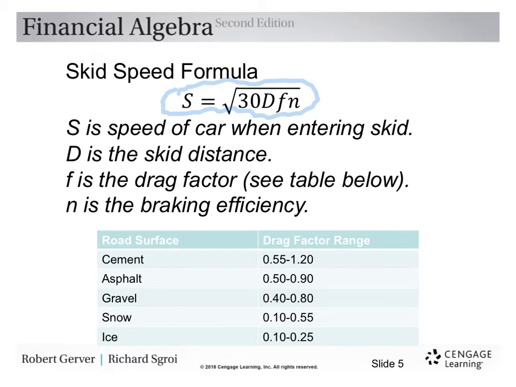dfn. Now, S is the speed of the car when entering the skid. D is the skid distance, the measurement of the skid mark. F is the drag factor. And if we look at this table below, we see different drag factors depending on what the surface of the road is, whether it's ice, snow, gravel, asphalt, or cement. You'll notice cement has the highest drag factor, whereas ice would have the lowest.